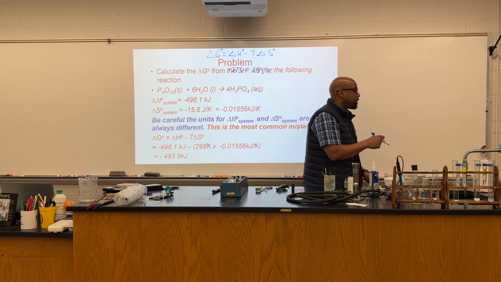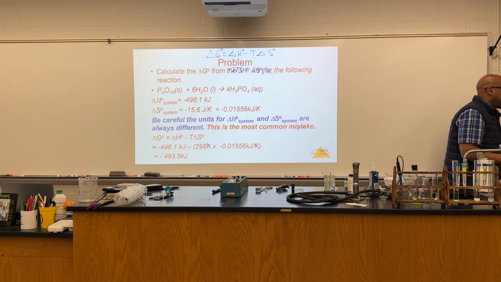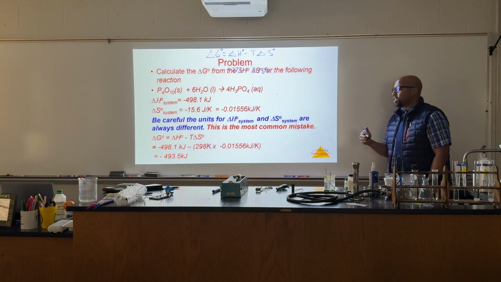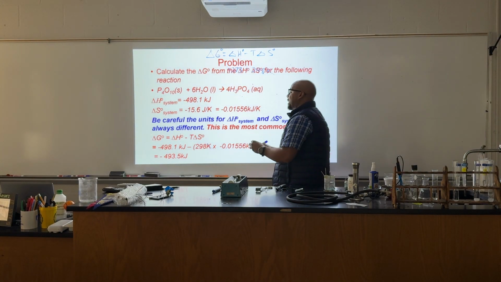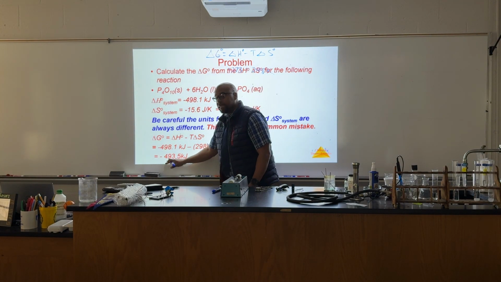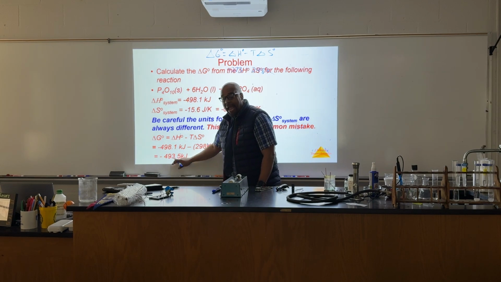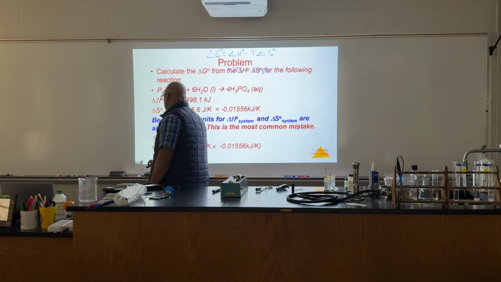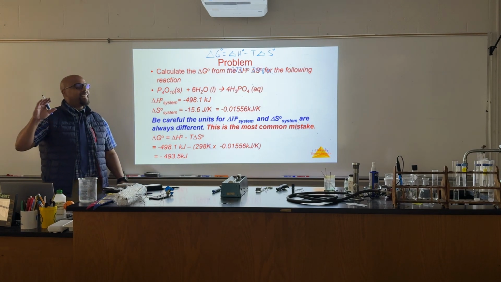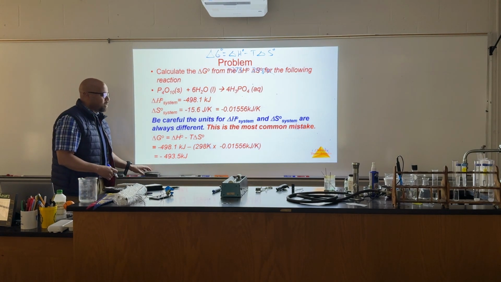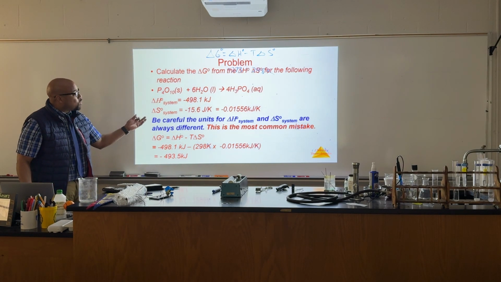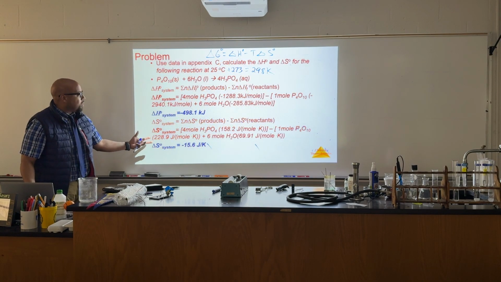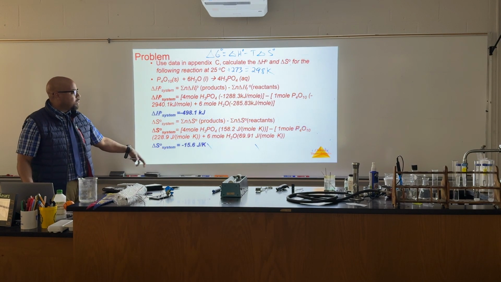If they ever ask you whether it's spontaneous or non-spontaneous and to give your justification, literally your justification is just simply saying that because Gibbs free energy is negative, it is spontaneous. That's all you have to say. If it's positive, you're going to say it's non-spontaneous because it happens to be positive. So this is one way. This is a little bit lengthier, but once again, we can still do it.